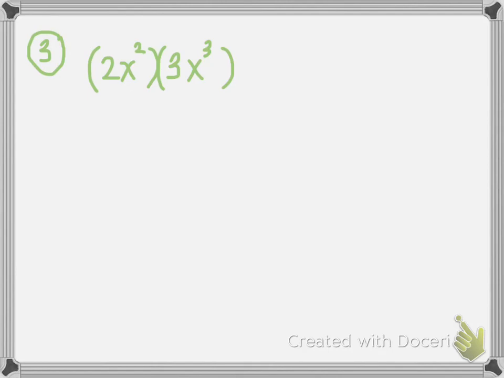Okay, so now here we are multiplying two things. So I'm multiplying 2x squared times 3x cubed. How we're going to do this is we're going to combine the numbers in front by saying 2 times 3, okay? And then now we can say x squared times x cubed. So 2 times 3 would be a 6, and then x squared times x cubed would be x to the 2 plus 3 power. So this is going to be 6x to the 5th.